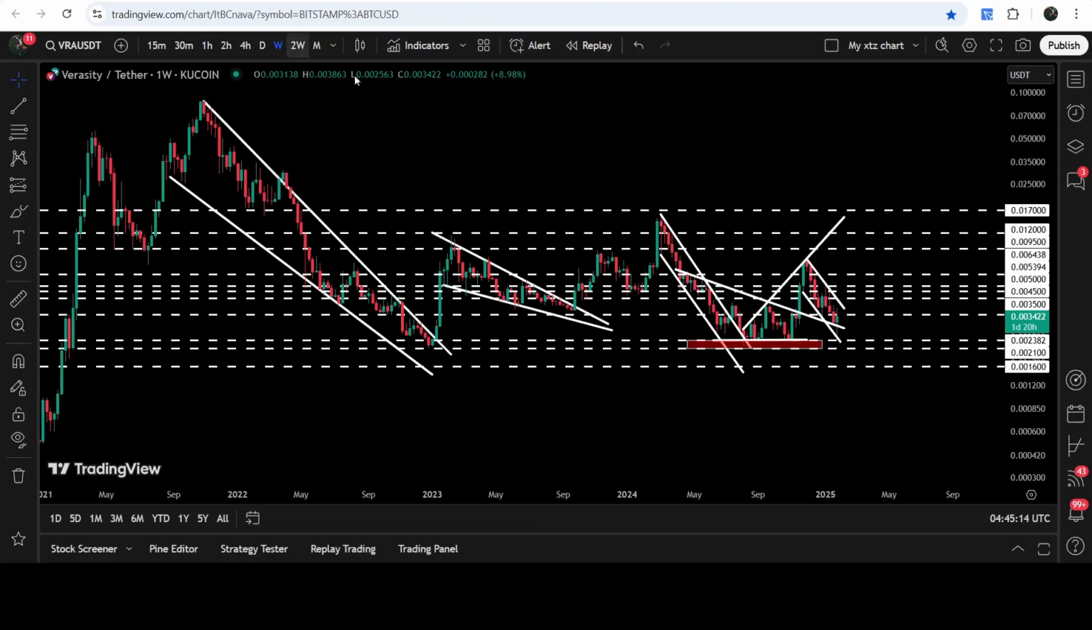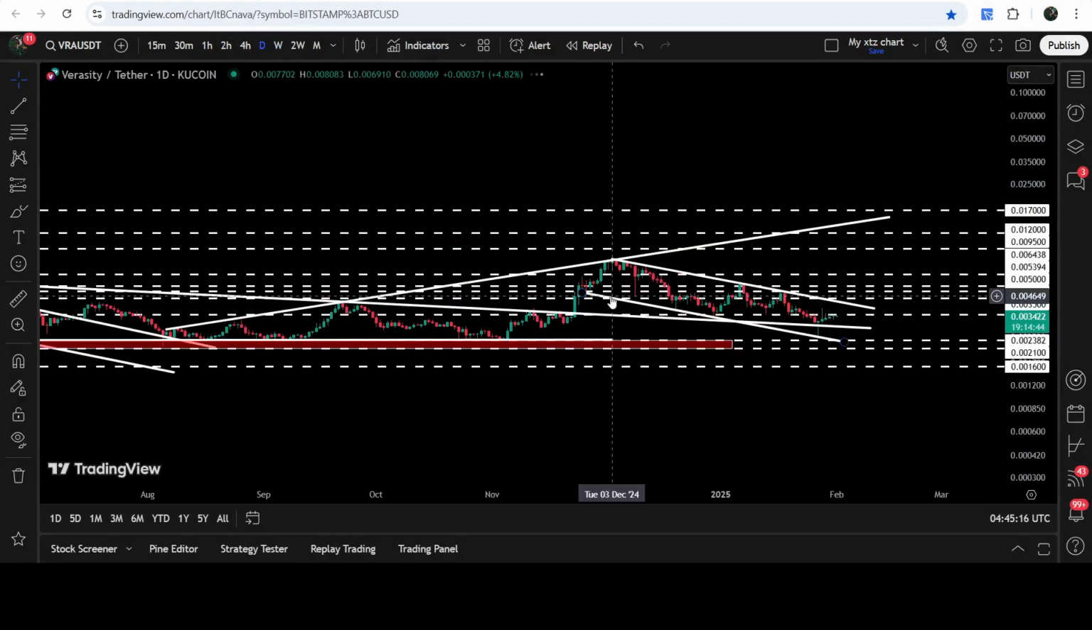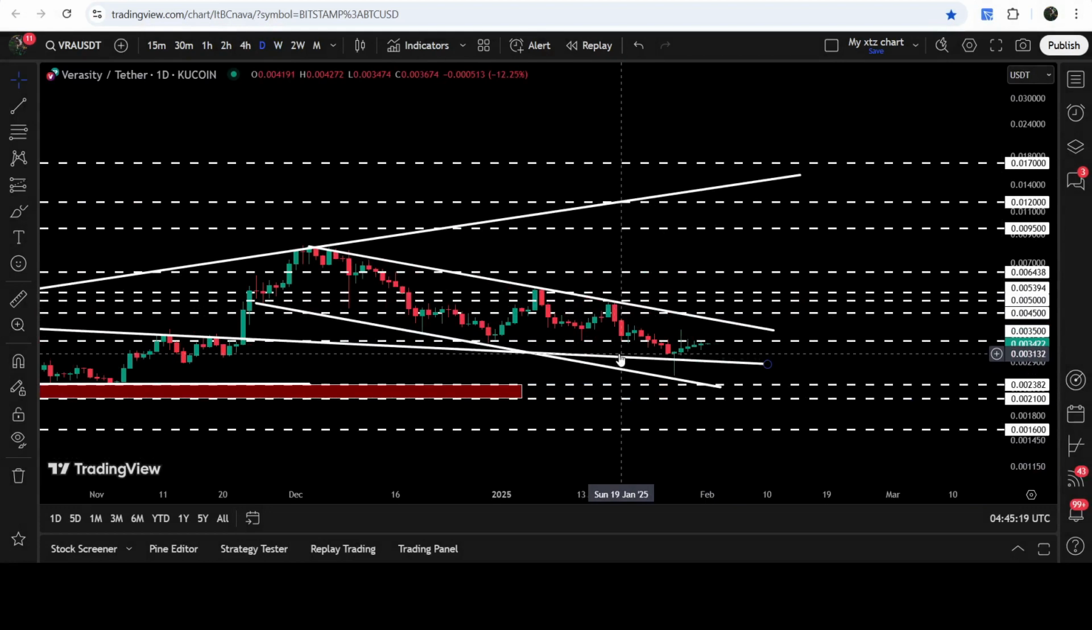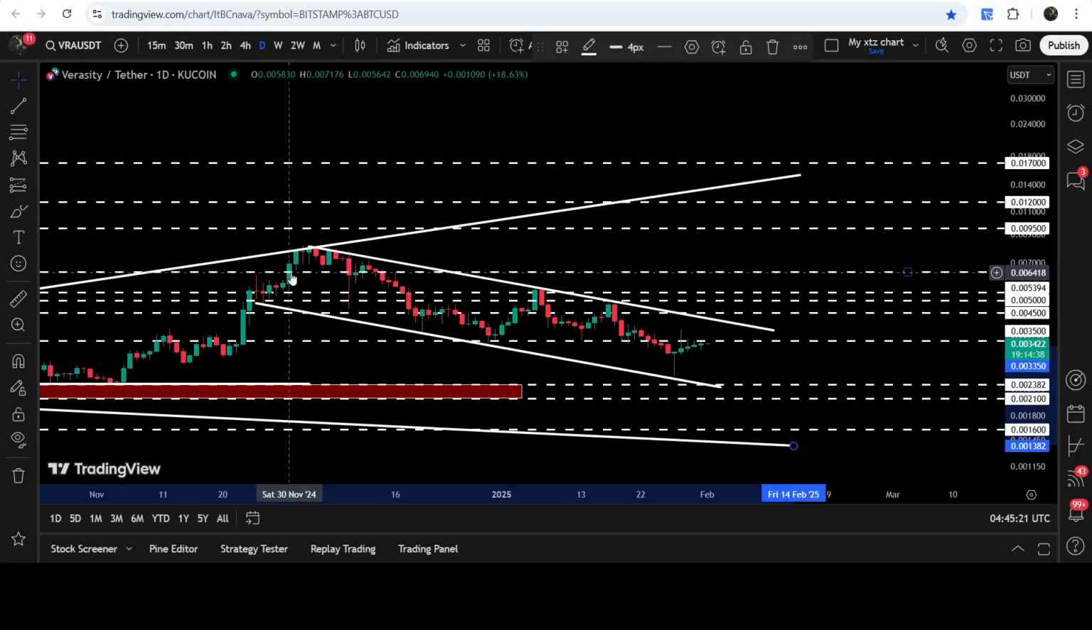Now, let me take you to the live chart of Verasity. And first of all, let me show you the daily time frame chart. And here you can see that for the past several days, it is moving nicely inside this down channel, forming lower lows and lower highs.